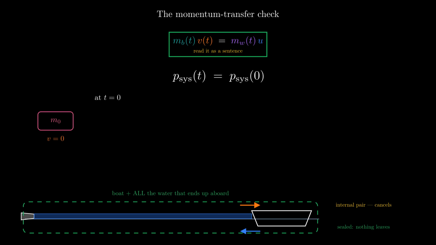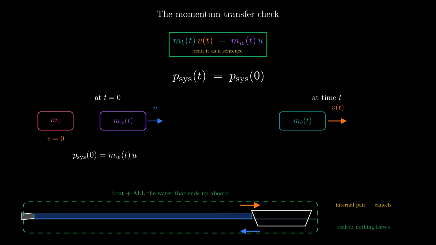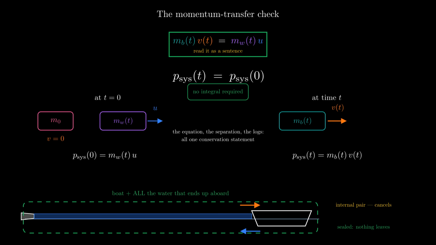At time 0, the boat is at rest, and its future cargo, mass m sub w of t, is flying at speed u. Total momentum, m sub w of t times u. At time t, everything in the system moves together at v. Total momentum, m sub b of t times v of t. Same equation, no integral required. The differential equation, the separation, the logs, all of it collapses into a single conservation statement once the system is chosen well. Keep this check in your pocket. It is the fastest way to validate any accretion result.